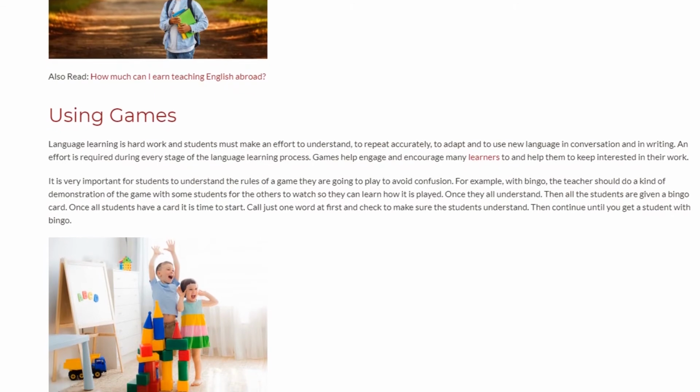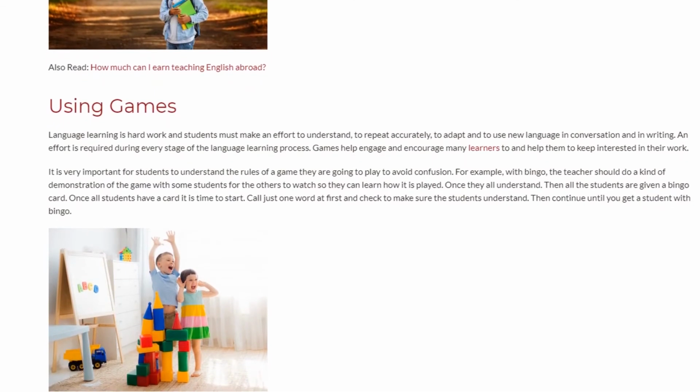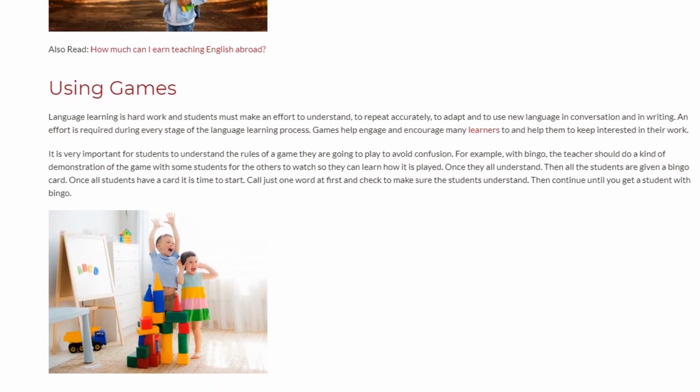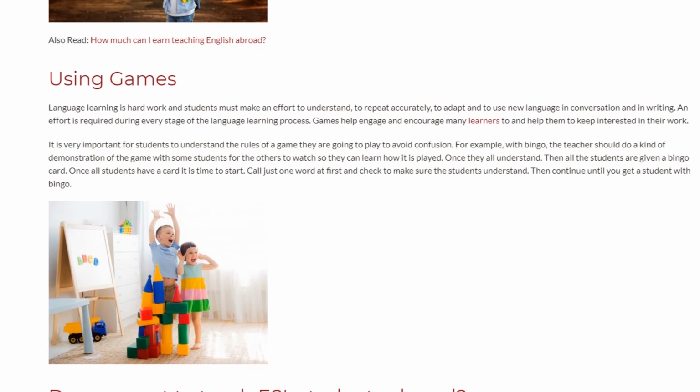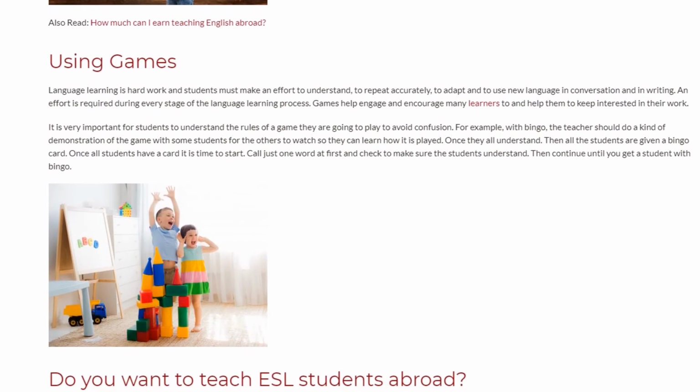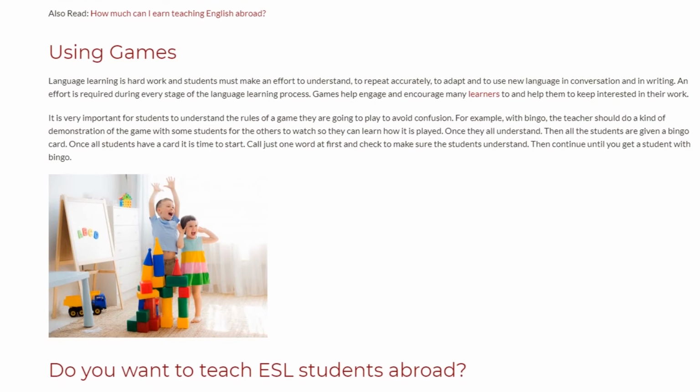Once they all understand, then all the students are given a bingo card. Once all students have a card, it is time to start. Call just one word at first and check to make sure the students understand. Then continue until you get a student with bingo.